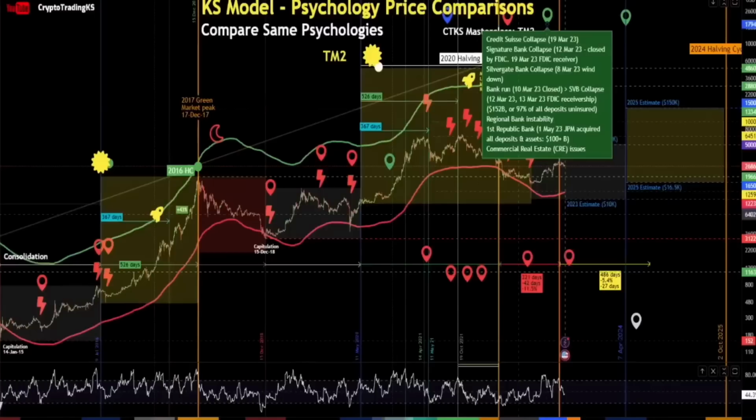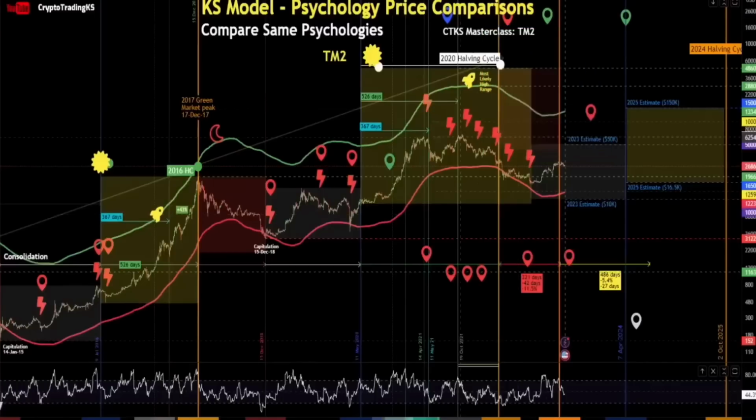Are those lightning strikes, by the way? Just for my edification. Yeah, they are lightning strikes. Boom. They're just a kick in the teeth for price.